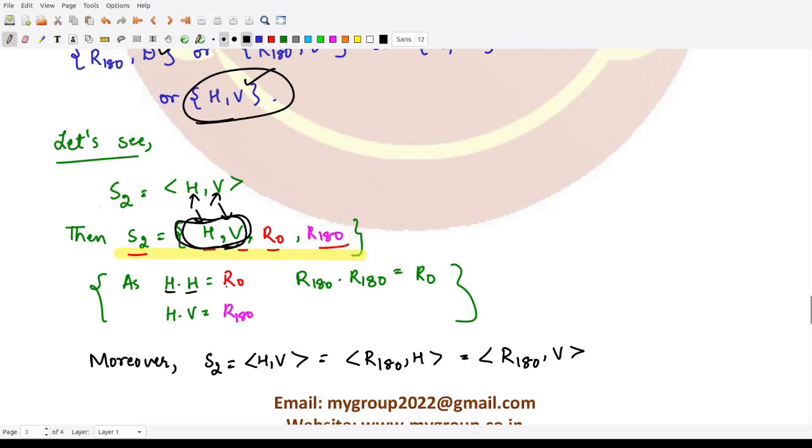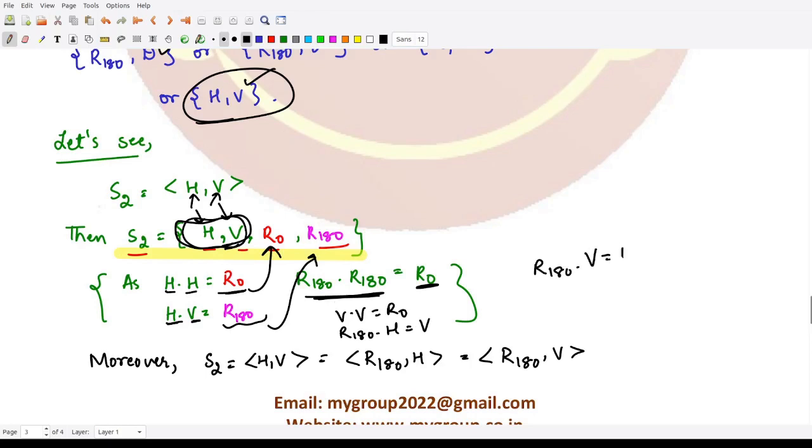So you see H into H is R0. So R0 is definitely present in your group. You can add it over here. We can check H into V is R180. So R180 is definitely present within your group. You can see R180 into R180 is R0, which is already present. Then you can check for V into V. It is also R0. It is already there. Then you can check for R180 into H. It is V. Then you can check for R180 into V. It is again H. So in this way you can see that all the elements give you the results H, V, R0 and R180 only.